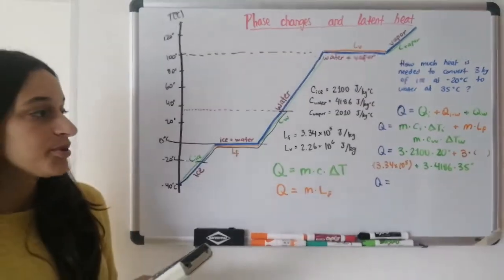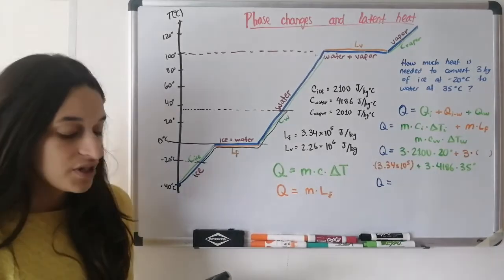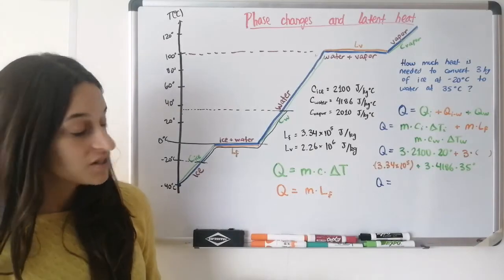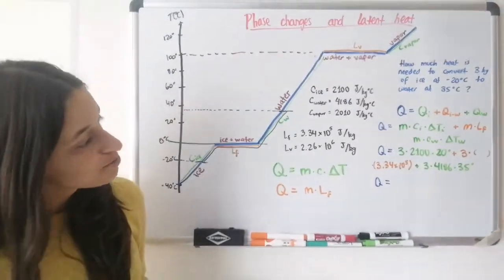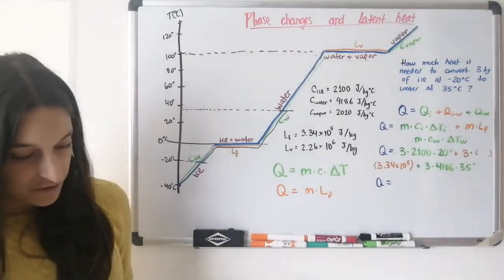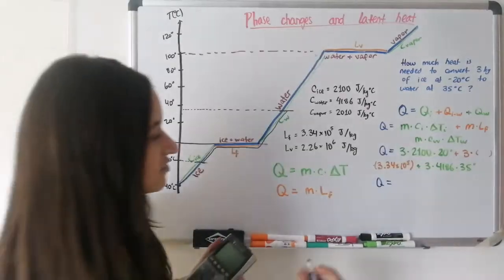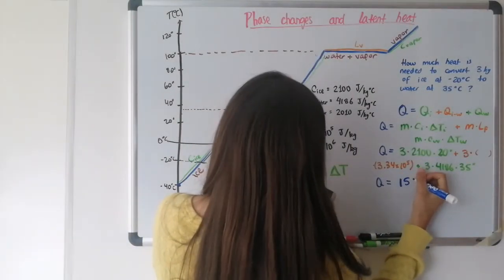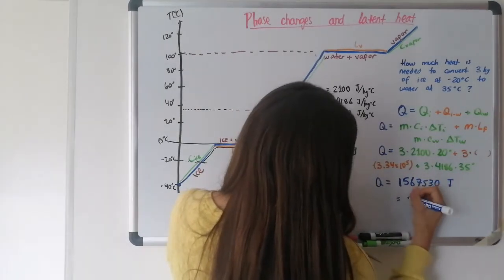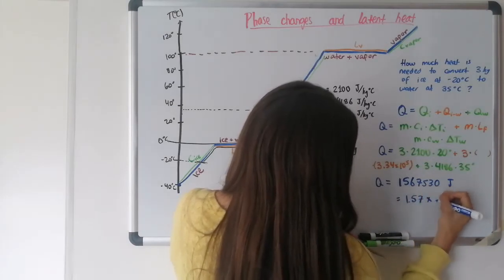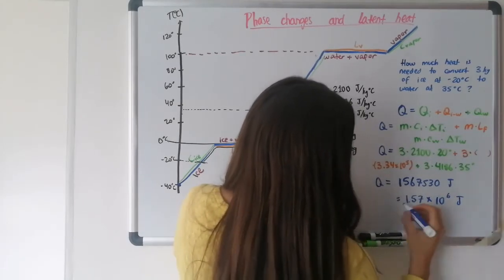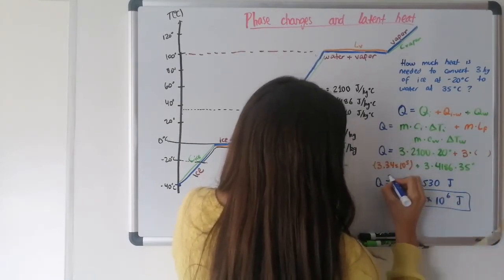Okay, so in the calculator, we put 3 times 2,100 times 20 plus 3 times 3.34 times 10 to the 5 plus 3 times 4,186 times 35. Okay, and that gives me 1,567,530 joules, which is about 1.57 times 10 to the 6 joules. So this is it. This is our answer.